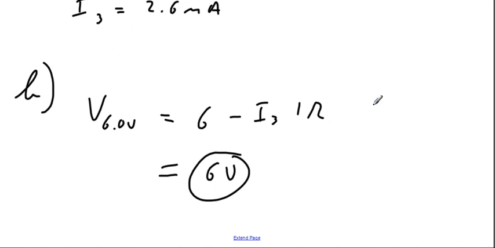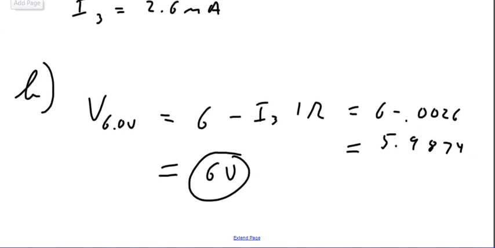And when we do it and we have significant digits, that would be 6 volts. Because we have 6 minus 0.0026, and 6.5, whatever it is, 5.9874, and that would round back up to 6. Okay, so much for number 36. We're going to number 44 next.